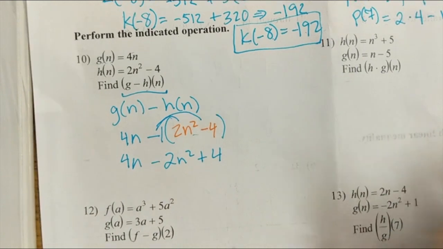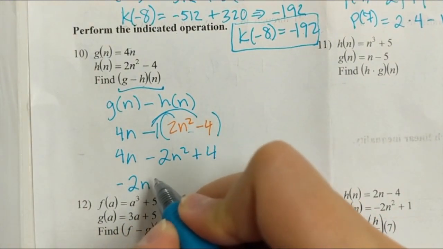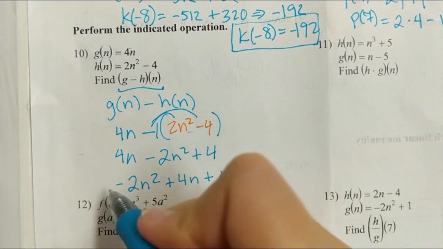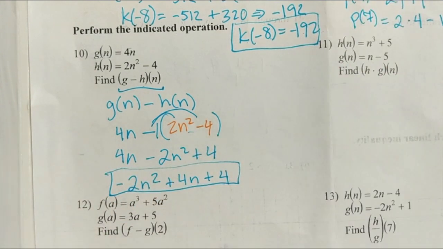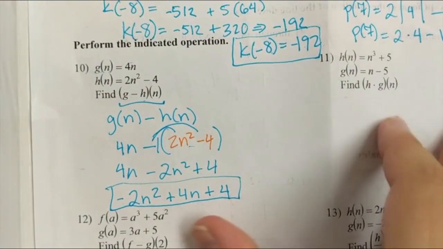And then I do like it to be in descending order, so the biggest exponent first. So negative 2n squared plus 4n plus 4. It's not wrong if you don't write it this way, but this is how you should be most familiar with organizing your terms this way. All right, number 11.